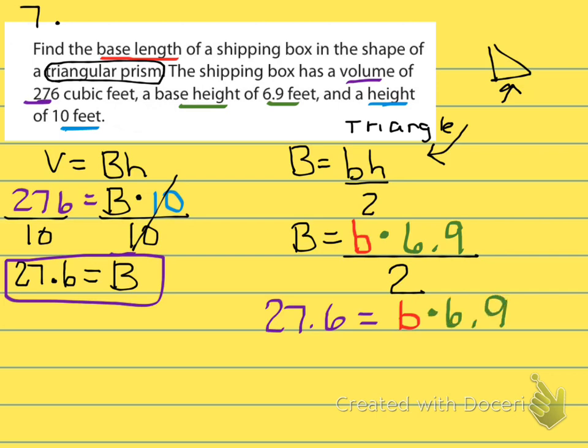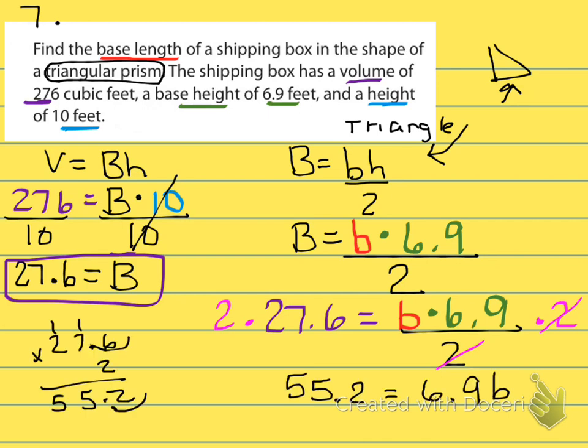So now, again, this is still kind of a wishy-washy problem. You want to make sure that you've used base times height divided by 2, because now you can just multiply each side by 2 to get rid of that 2 on the bottom. So multiply by 2, multiply by 2. You're going to cross simplify those. Now we're going to multiply that by 2. So we get the following problem, 55.2, which is what this 27.6 and the 2 multiplied together make, 55.2, equals 6.9B, because that's what we were left with up here.